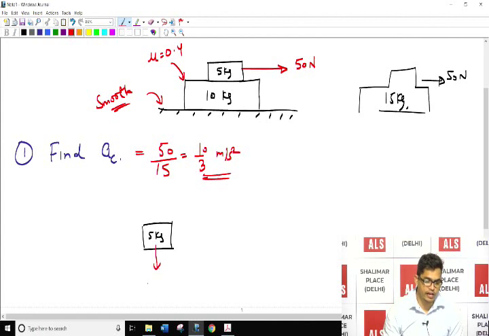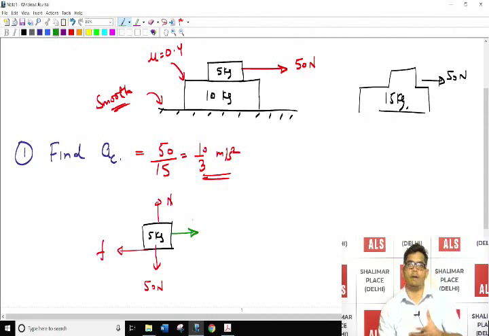It has weight 50. It has normal force in the upward direction, and friction will be in the backward direction, obviously. And we have just calculated the acceleration of this block. Because it is part of the combined body, its acceleration will be this only, 10 by 3 meter per second square.